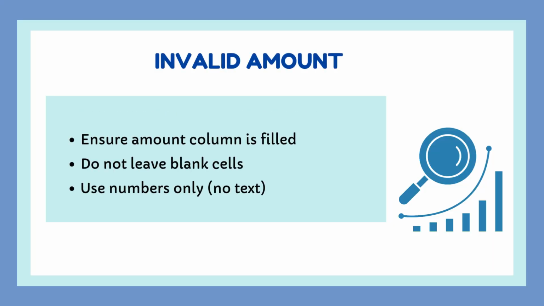The next error you can get is invalid amount. Remember, all these errors we are talking about in the CSV file that you're uploading are for the non-eTIMS expenses. When it says invalid amount, this usually happens when the amount column is left blank or contains invalid characters. So always ensure that the amount field is properly filled using numbers only.